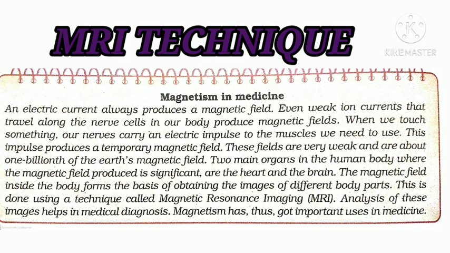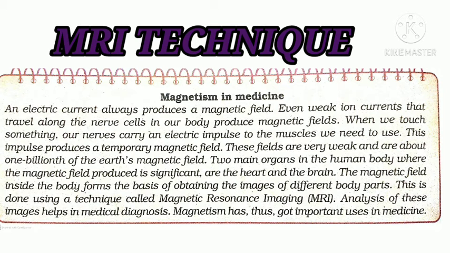An electric current always produces a magnetic field. Even the weak ion currents that travel along the nerve cells in our body produce a magnetic field. When we touch something, our nerves carry an electric impulse to the muscles we need to use. This impulse produces a temporary magnetic field. These fields are very weak, about 1/1000th of the Earth's magnetic field. The two main organs in the human body where the magnetic field produced is significant are the heart and the brain.